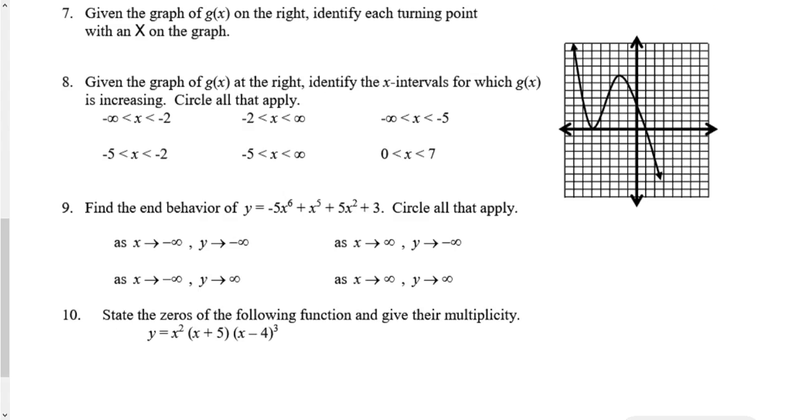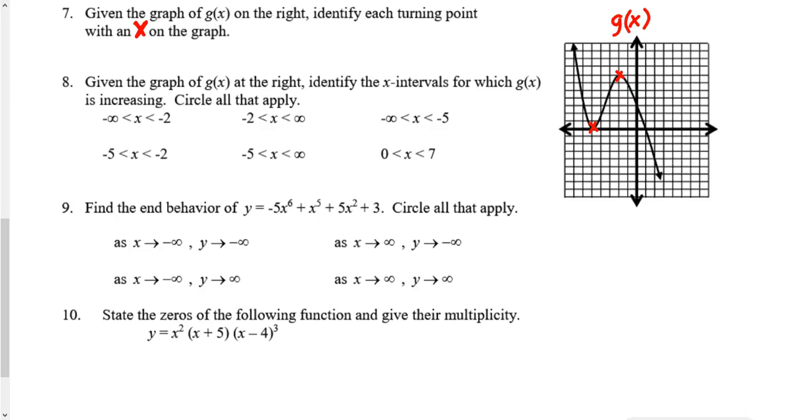Okay, on number 7, it says, given the graph of g of x on the right, that's this thing over here, g of x, identify each turning point with an x on the graph. So I'm just marking the turning points with an x. So this is a turning point. I'm going to put a little x there. This is a turning point. I'm going to put a little x there. That's all I need to do is mark any maximums or minimums.